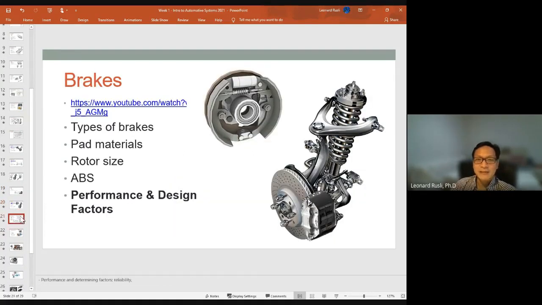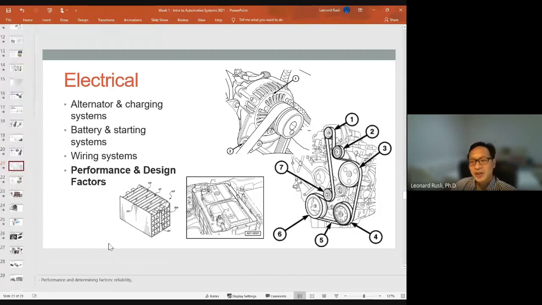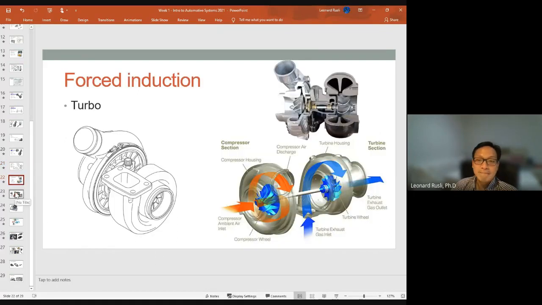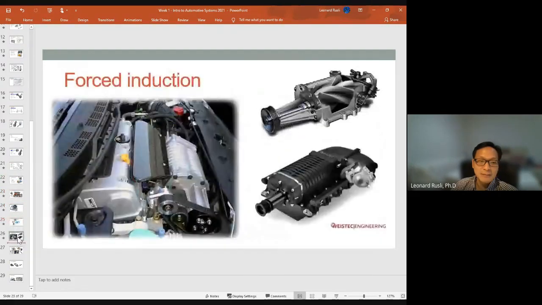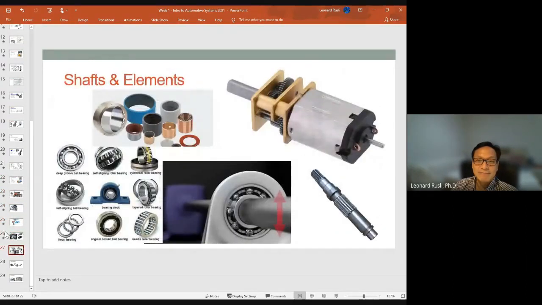We talk about brakes a bit. Electrical, yeah, you've got the charging systems, battery and starting systems. You've got all the accessories, right? These serpentine belts, we'll talk about belts. Okay. So let's conclude this introduction. Yeah. We'll talk a lot about shafts. That's the first section of our course.